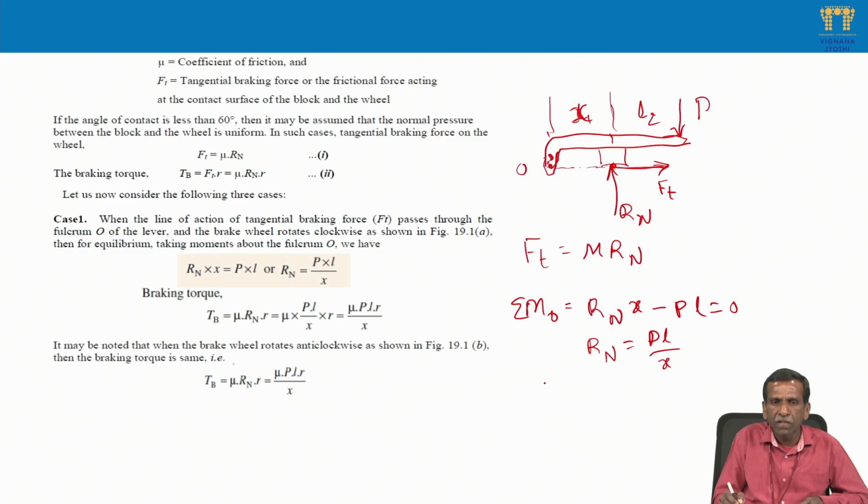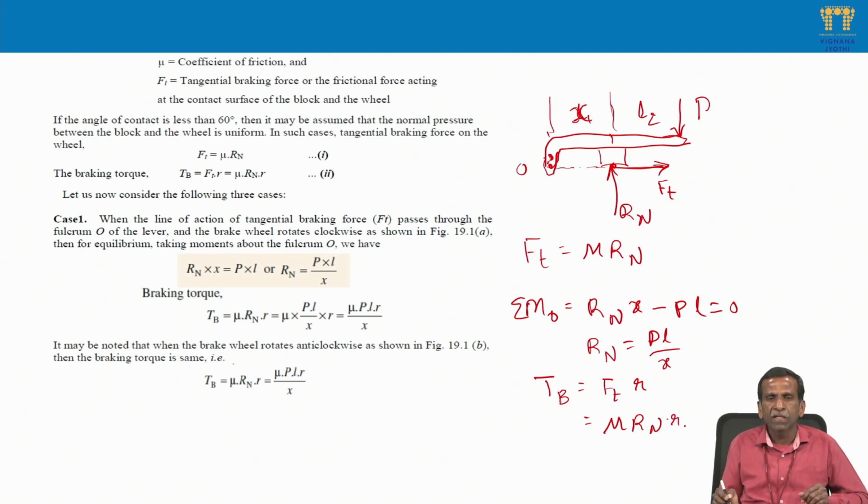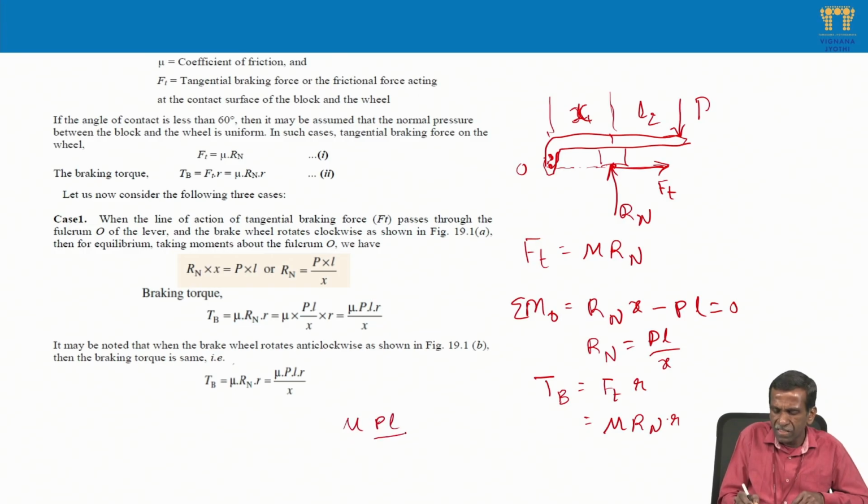Braking torque I want. How can we estimate braking torque? Braking torque is equal to frictional force into R, the radius of the wheel. The frictional force is obviously mu Rn, and into R. We know that mu into Rn is PL by X. It is in terms of the effort we are applying, because Rn we cannot measure directly. That's why we are writing it like this.